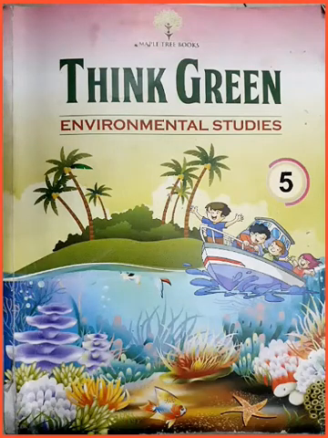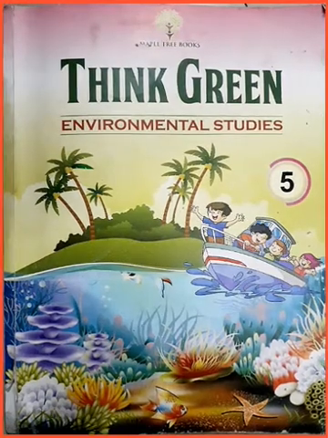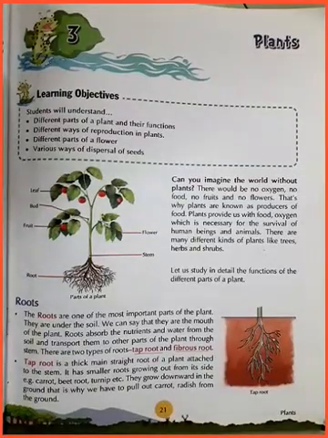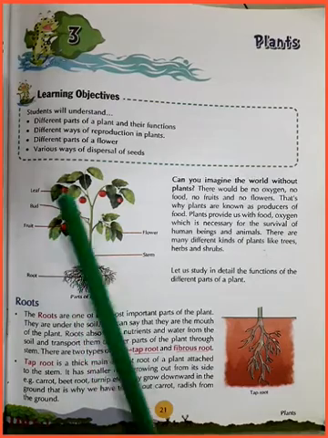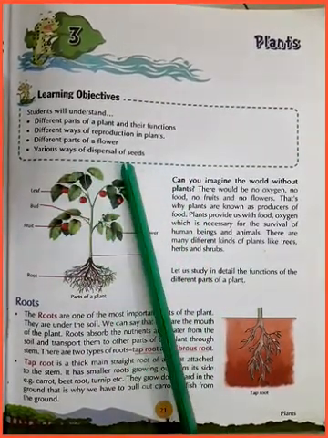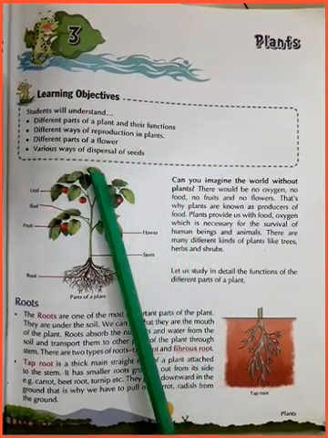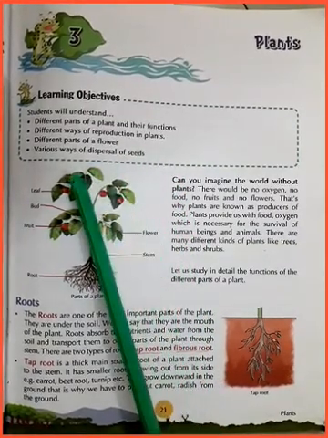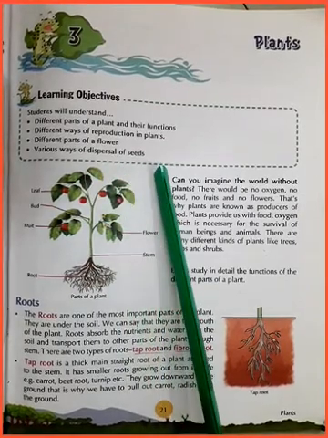Think Green, EVS Environmental Studies, book of Class 5. I hope you have seen my previous videos of chapter 1 and 2. Now here we shall do chapter number 3 about plants. In this chapter, we shall study different parts of a plant and their function, different ways of reproduction in plants, and various ways of dispersal of seed.